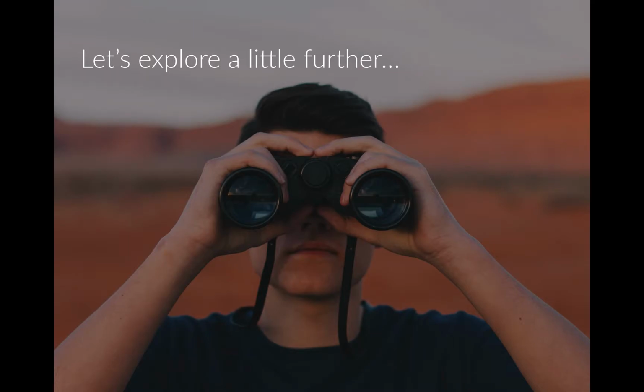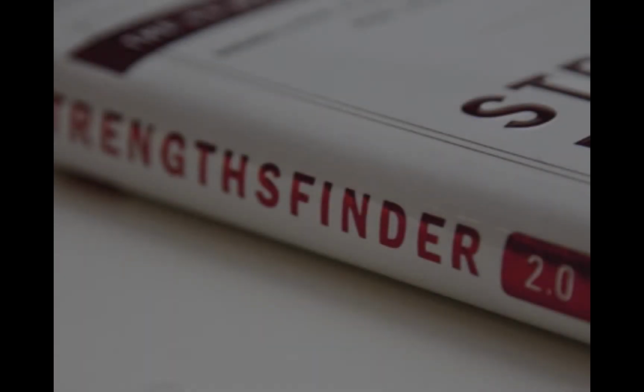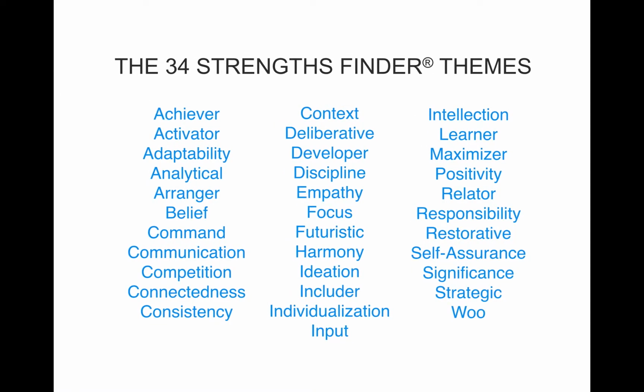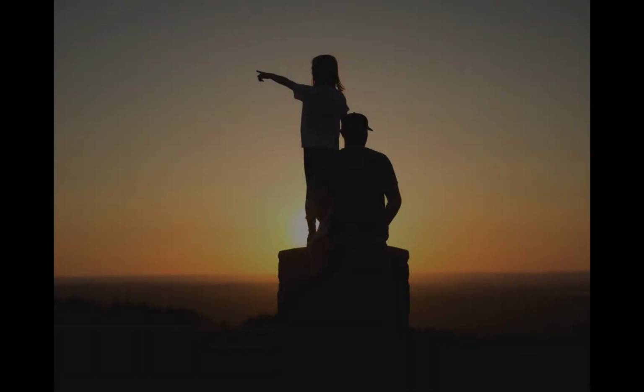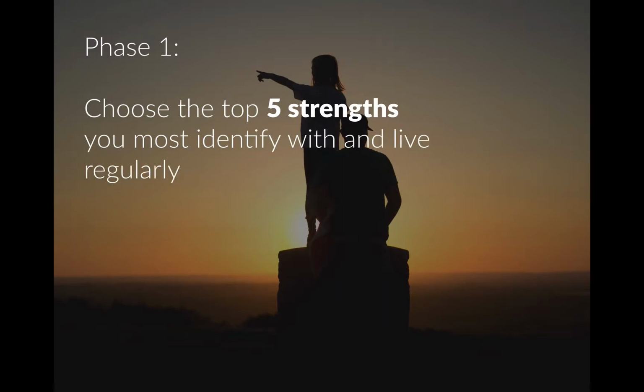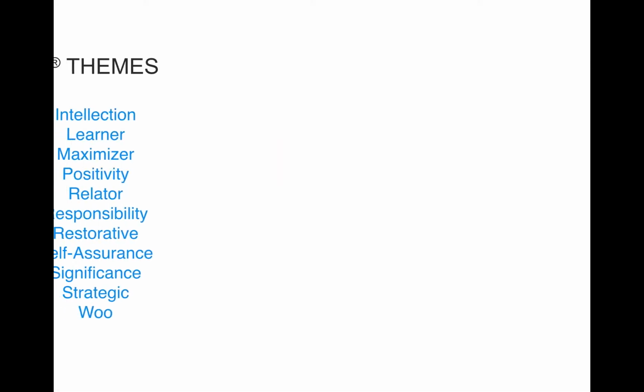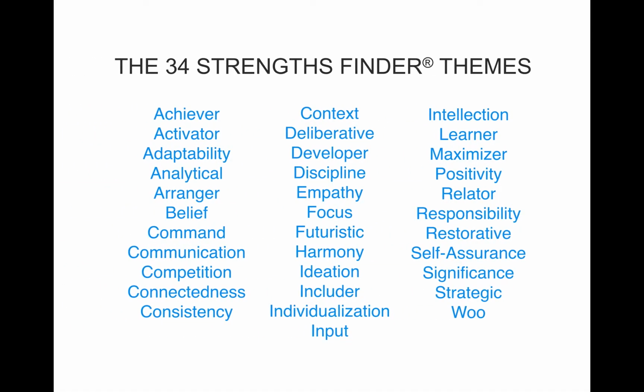So now let's explore a little further. There's this book called Strengths Finder by Tom Rath, and it focuses on how you can help identify the strengths you have by putting them into 4 different categories. So these are the 34 Strengths Finder themes, and what we want you to do is pause the video and choose your top 5 strengths you most identify with and live regularly. So once again, here are the 34 Strength Finder themes. I'll give you a minute to pause the video, choose your top 5, and when you're ready, continue this video.